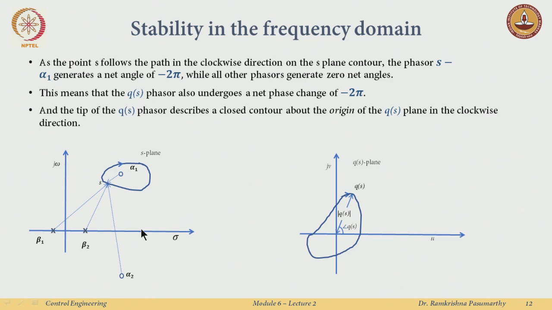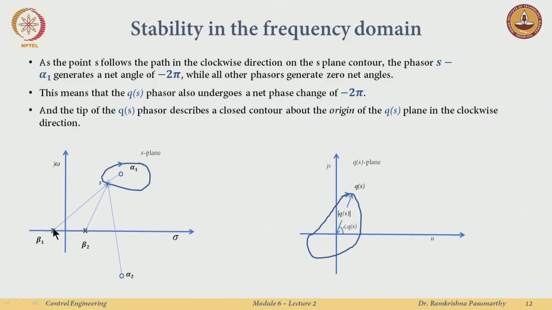So this is the contour in the S plane which encircles a zero. Let's see, as the point S follows the path in the clockwise direction. I am here and I take a clockwise direction, I come all the way around and end up here. Now I am looking at this particular phasor. It has to rotate all the way and come back, which generates a net angle of minus 2 pi, because the positive angle is measured anti-clockwise.